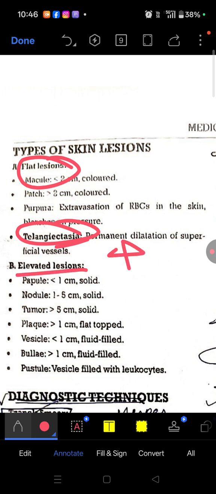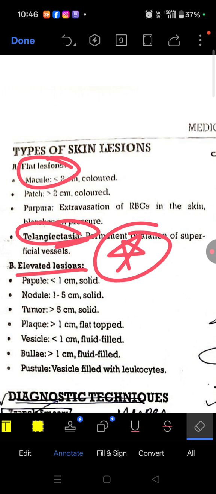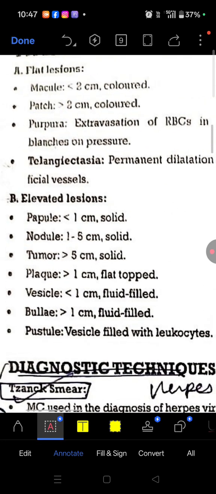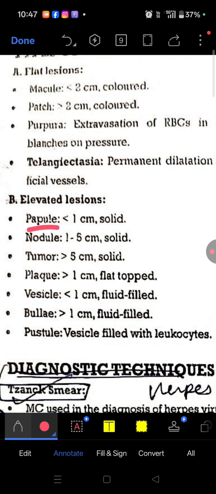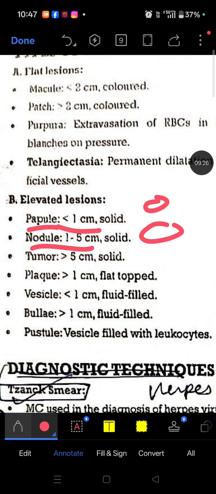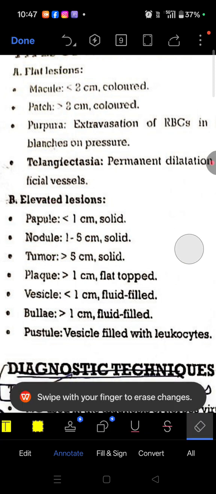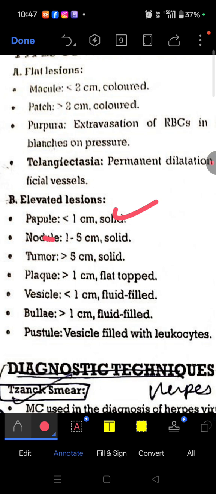Now for elevated lesions, let us study that. Elevated lesions are very important, and these numbers are very important. Papule is less than 1 centimeter and solid. Nodule is 1 to 5 centimeter. Tumor is more than 5 centimeter. All three are solid.